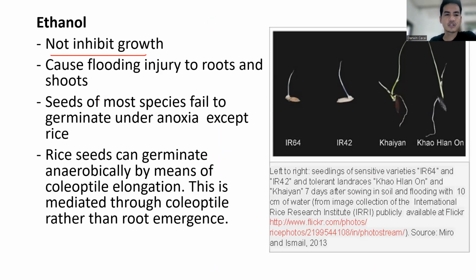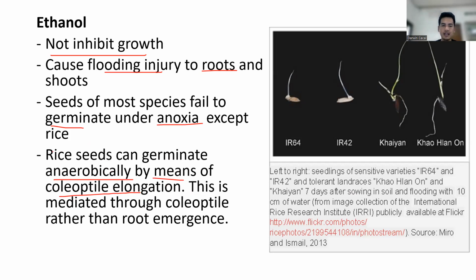And then it can cause flooding, injury to roots and shoots. So seeds of most species fail to germinate. So nagkakaroon ng failure in the germination under the anoxia. Okay? Except the rice. So karamihan ng mga seeds natin, pag nakaka-experience sila ng anoxia, the seed will fail in germination except the rice. So rice seed can germinate anaerobically by means of coleoptile elongation.